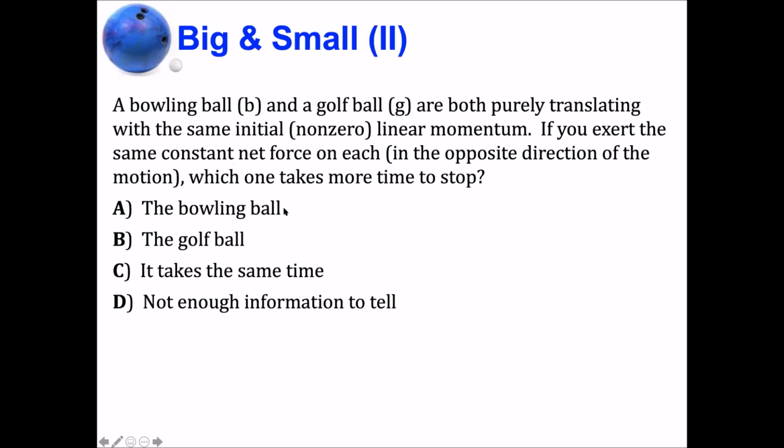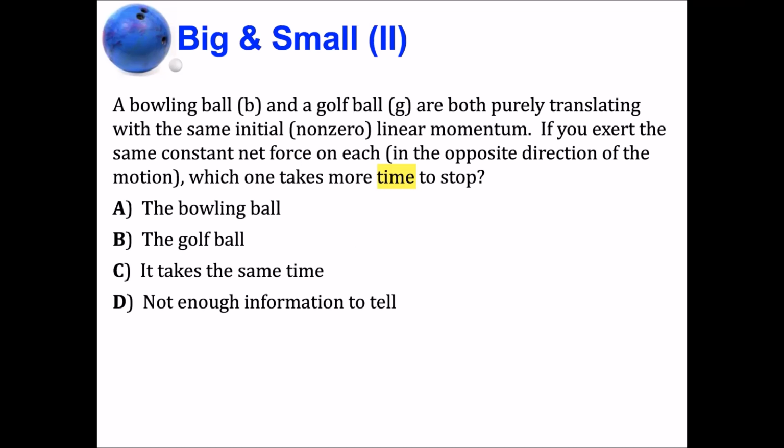So will the bowling ball take more time to stop than the golf ball, or will they both possibly take the same time, or will there be not enough information to tell? And when I start thinking about the idea of calculating a time, in this case a time to stop, I might have the urge to go back to the very first part of the course and use some of the kinematic relationships that relate position, velocity, and acceleration to time.